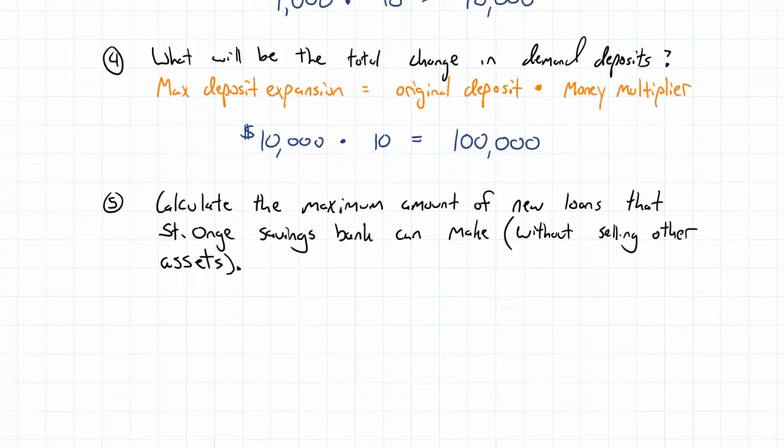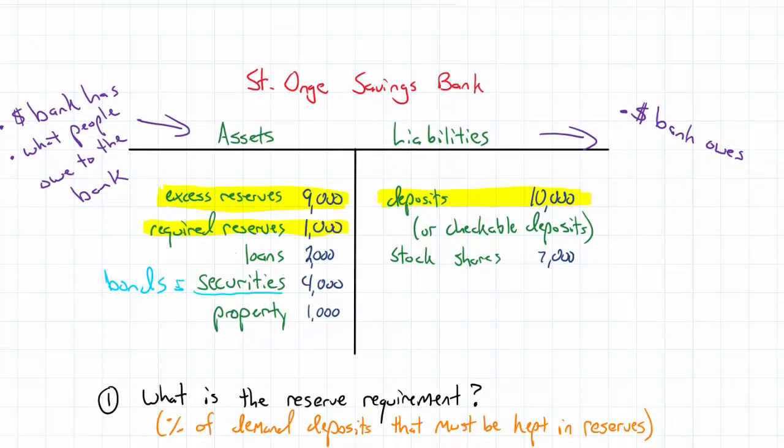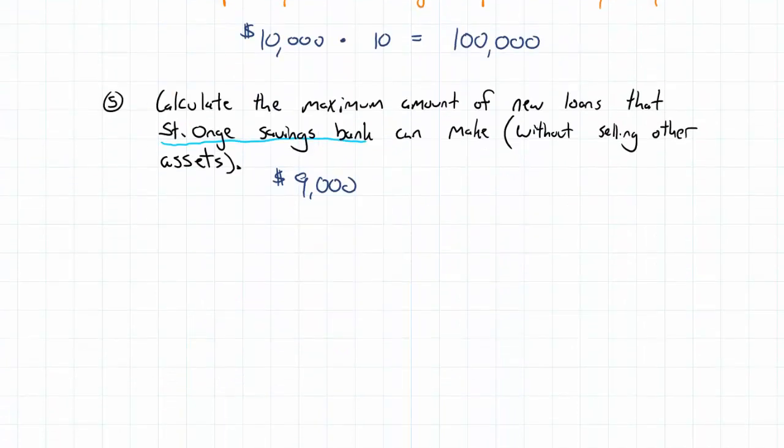Finally, the maximum amount of new loans that St. Ange Savings Bank, now this matters, just this one savings bank can make. And now this is assuming they're not going to do anything or sell any other assets. So in this case, St. Ange Savings Bank, this specific bank can only lend out what's in excess reserves. So what I'm really asking is, what is in excess reserves? And that answer is $9,000. And I know that because I have that right up here, $9,000 in my excess reserves. That is the amount that this one particular bank can lend out.